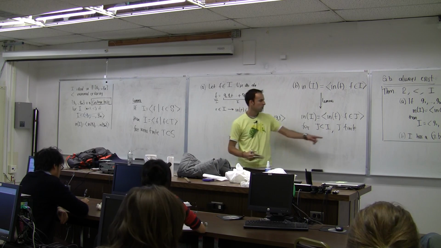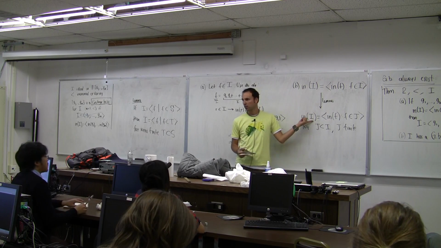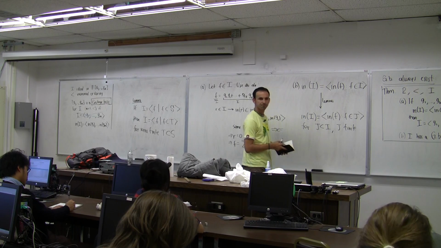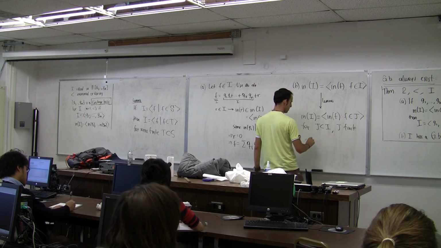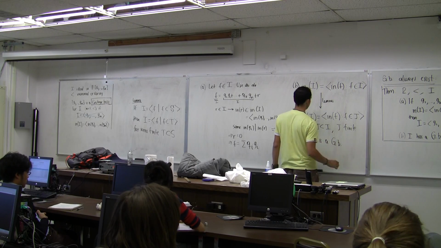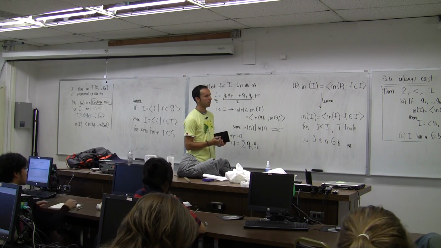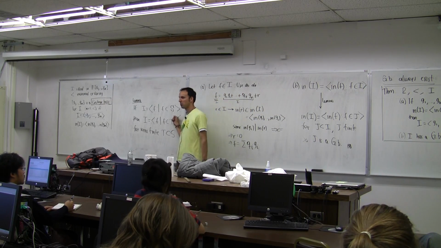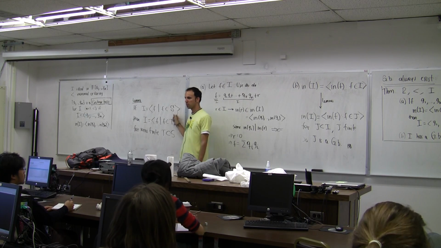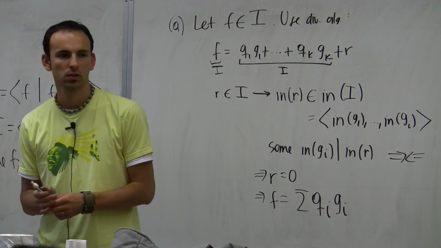But what did I just do? I gave you a finite set of polynomials whose initial terms generate the initial ideal. And by part A, that's a Gröbner basis. J is a Gröbner basis. That's the end of that proof, modulo this lemma, which you can see in the notes. The proof of this lemma is actually very simple, so I'll just let you read it in the notes.